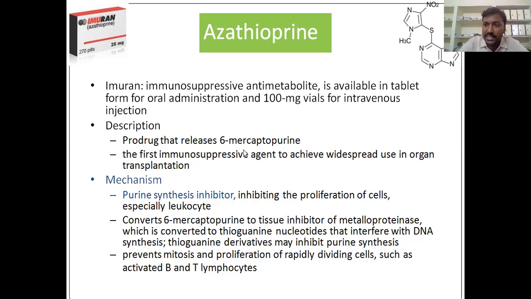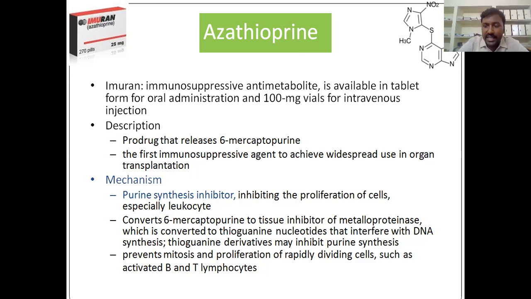What is the role of 6-mercaptopurine in anti-cancer therapy? It was the first immunosuppressive agent to achieve widespread use in organ transplantation. The mechanism of action is that it inhibits purine synthesis, inhibiting the proliferation of cells, especially leukocytes. This is the main mechanism of action of azathioprine after it is converted into 6-mercaptopurine.